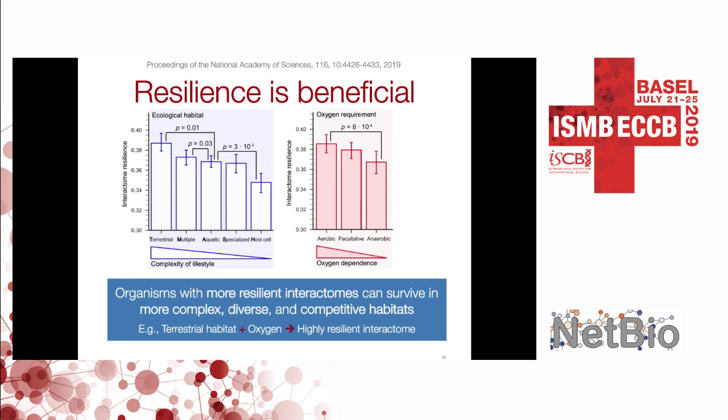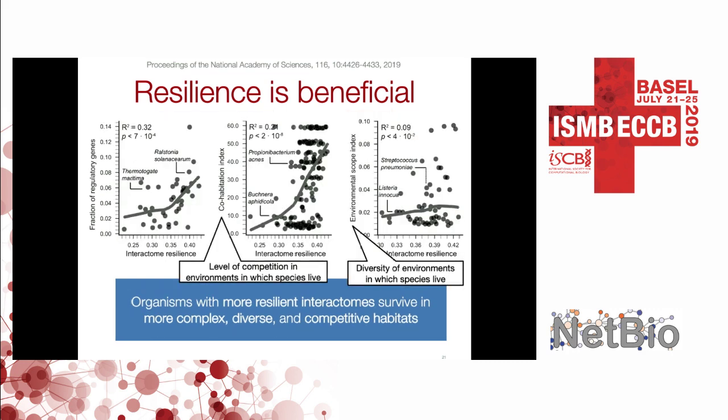So in this plot, I'm showing the interactome resilience on the y-axis, so a higher value indicates the interactome of the species is more resilient, and on the x-axis are various aspects of natural habitats in which species live. Furthermore, we can also characterize how competitive the environments in which species live are, and how hard it is for species to fight with others for the limited amount of resources. And again, we see that species with more resilient interactomes tend to thrive in those more complex, more variable habitats and are able to survive in those.